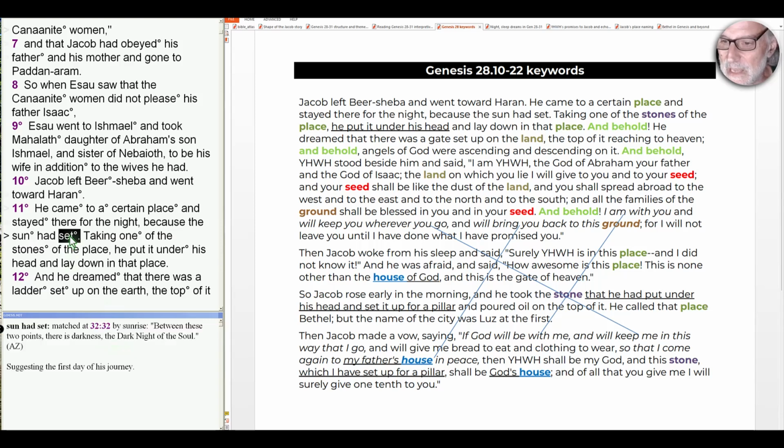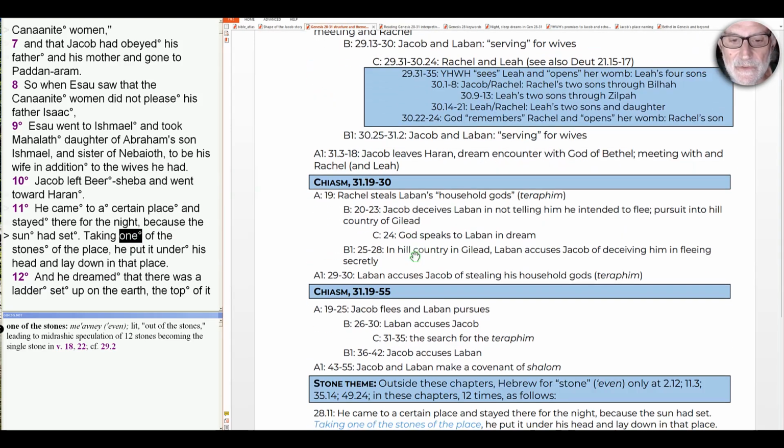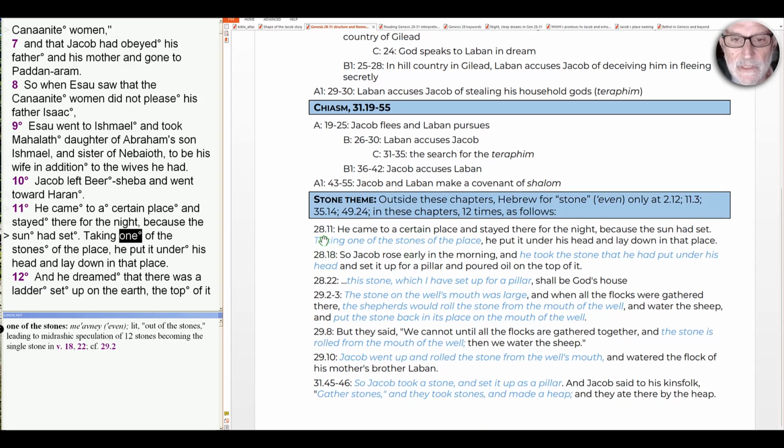So the sun had set, again matching the sunrise, and there's the point about Viva Gottlieb Zornberg that I made. And notice it's not just a rock, taking one of the stones of the place. I noted here in the structure and themes the stone theme that we see here, and I'll leave that up as we can see. And it's repeated several times, not just in this immediate scene, but to highlight the reference to this particular stone.